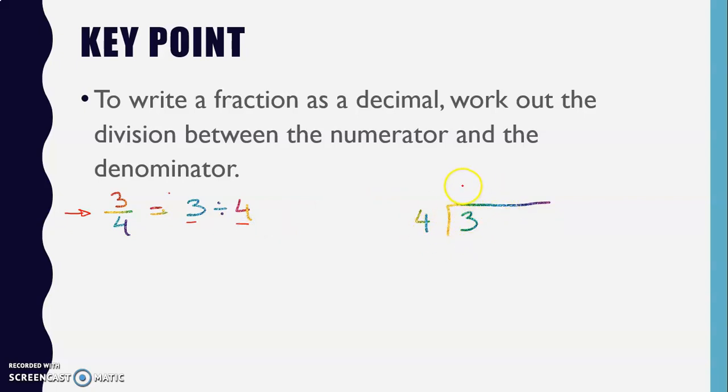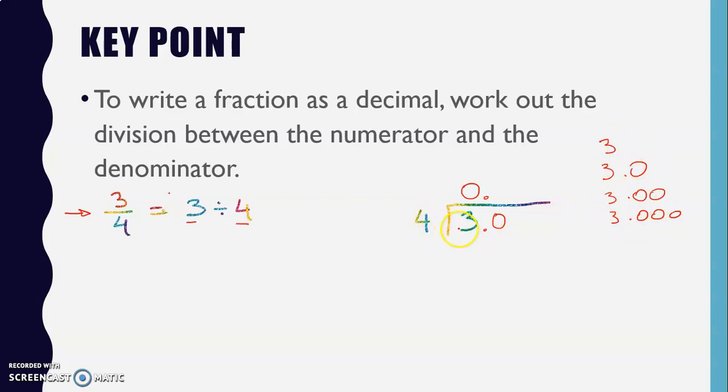3 divided into 4 is not possible, so we are going to put a 0. Then, since we don't have any other digits after the 3, we're going to add that decimal point, the invisible decimal point, okay? And we keep adding the zeros after the decimal point. Remember that 3 or 3.0 or 3.00 or 3.000, it's actually the same quantity, yeah?